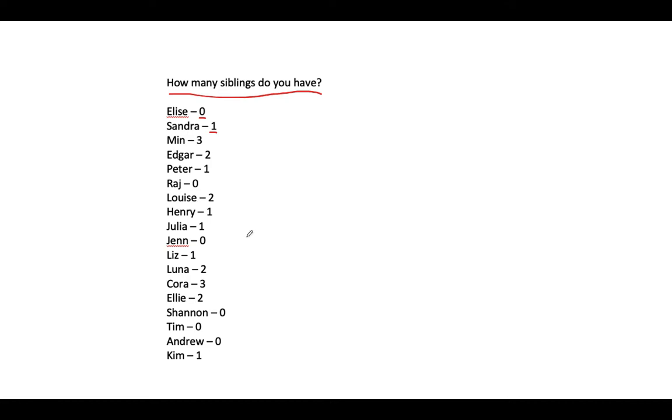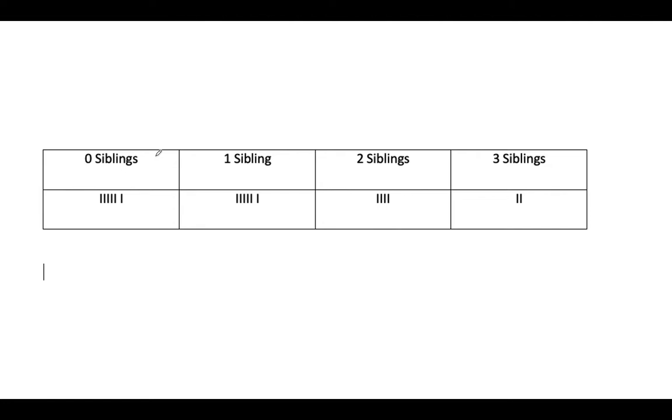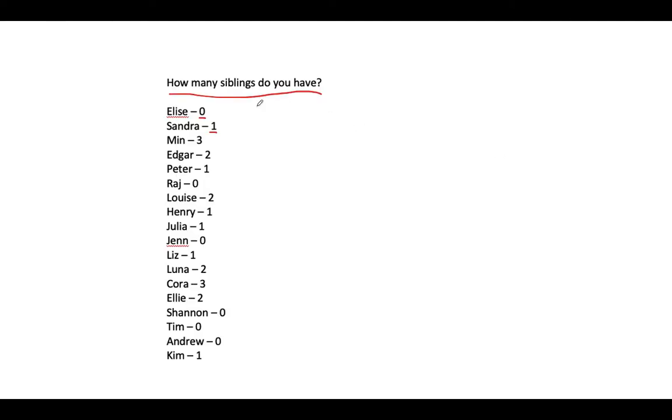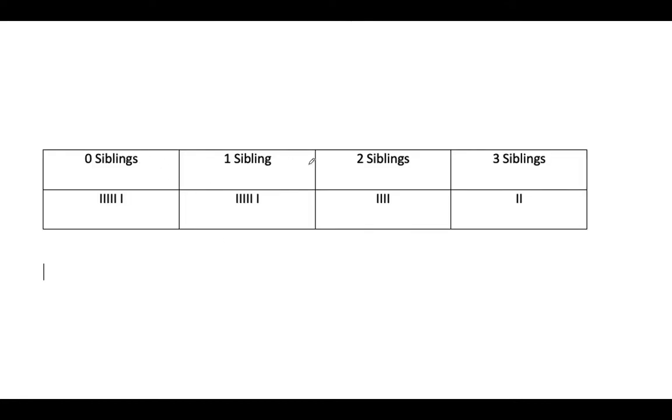To make my table, all I did was set up the different categories. So I looked at people who had 0 siblings, 1 sibling, 2 siblings, and 3 siblings, because those were the answers here. Nobody had more than 3. There's a 3 here, there was a 3 here. And so I was able to set up my different columns. For example, I can see here really quickly that there are 6, 6, 4, and 2. So I have my data now in a table, but I want to present it as a bar graph.